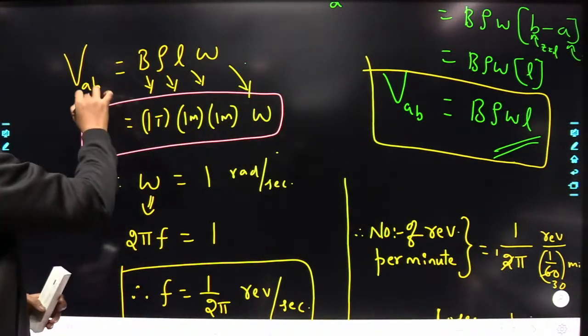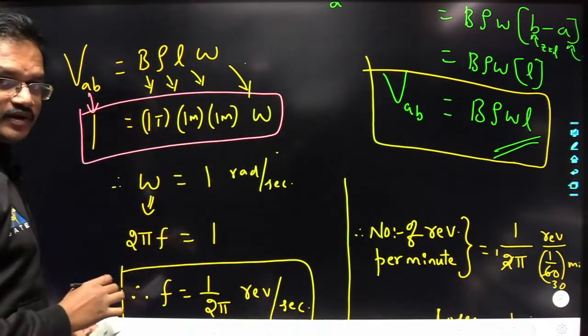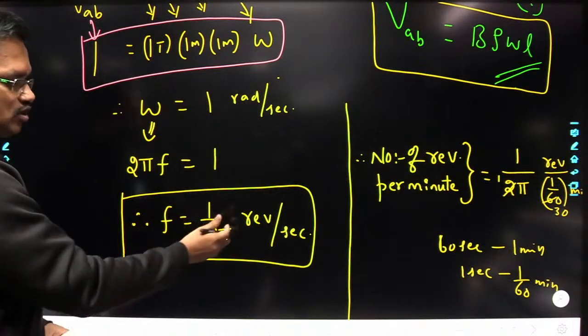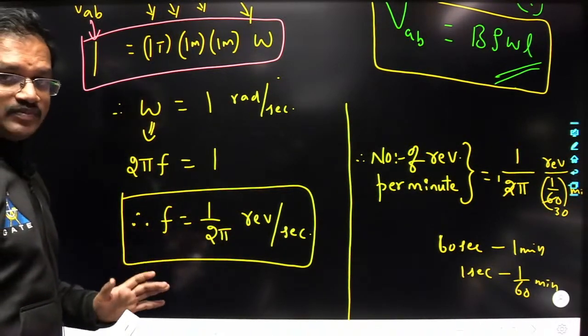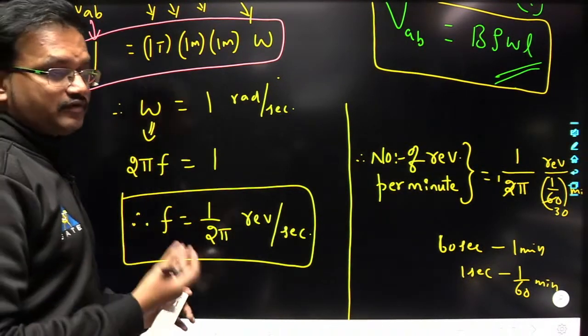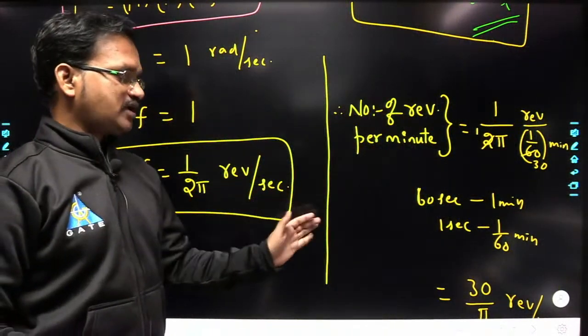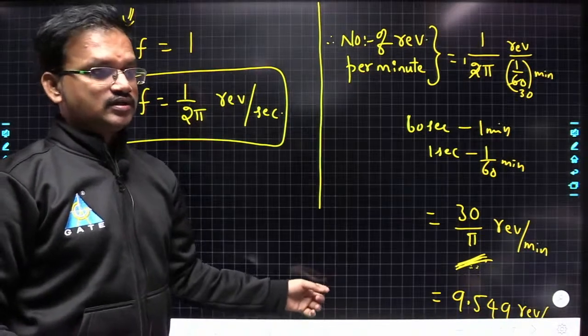So VAB they have given us 1 volt. So from here we got omega is equal to 1 radian per second. We know that omega is equal to 2 pi f, that is equal to 1. F is equal to 1 by 2 pi. So F represents frequency, the number of revolutions per second. But they have asked the number of revolutions per minute, so we have converted the number of revolutions per second into the number of revolutions per minute. So that's it, 30 by pi.